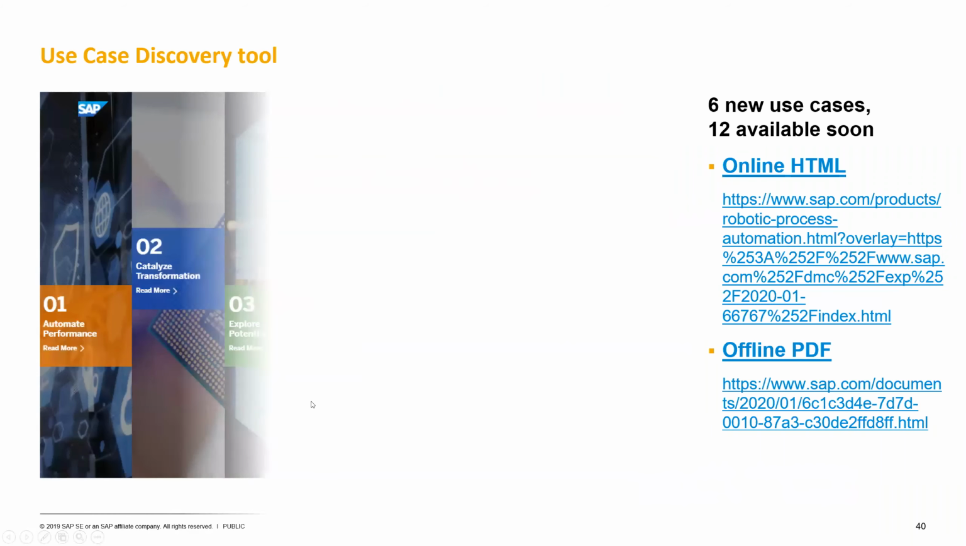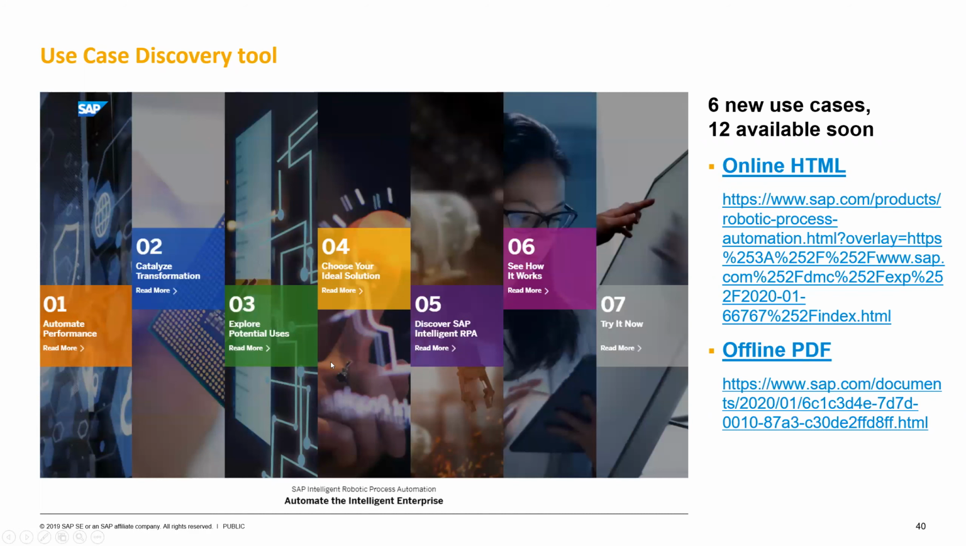Okay, so now I will do a quick update on some interesting assets you may find to tell about robotic process automation and intelligent RPA. The first one is a use case discovery tool. We have selected a first set of 6 use cases, and 6 others are coming, so 12 will be available soon.